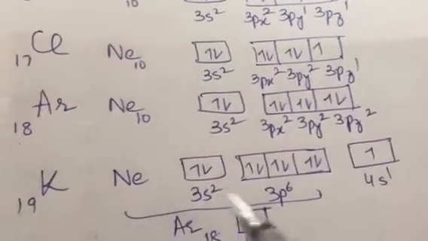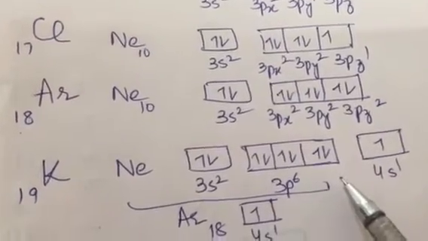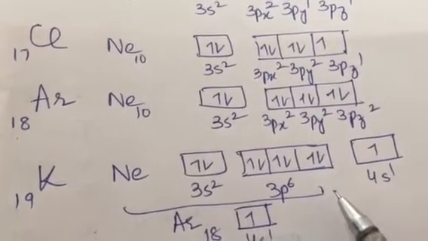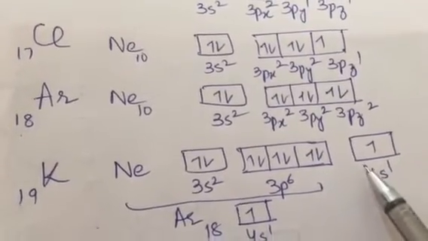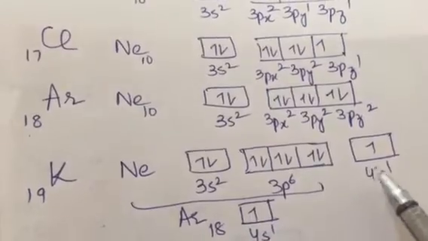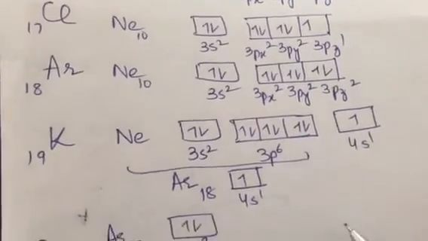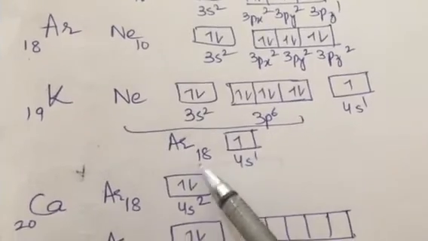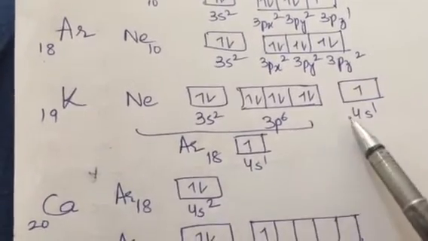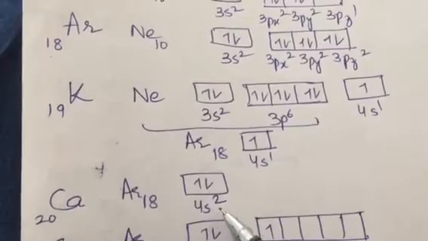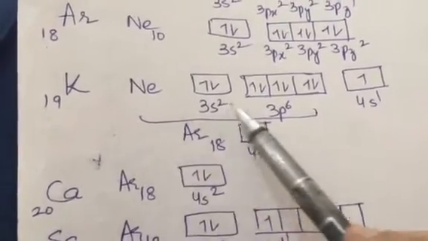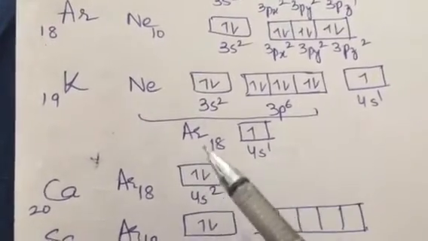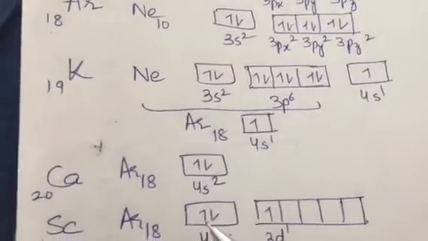In potassium, according to the Aufbau principle, there should be no ambiguity here. The next orbital to be filled is the 4s orbital. So 1 electron goes here. Then, just to simplify matters, we write argon 18, 4s1, and argon 18, 4s2. We need not write the complete configuration after the noble gas.